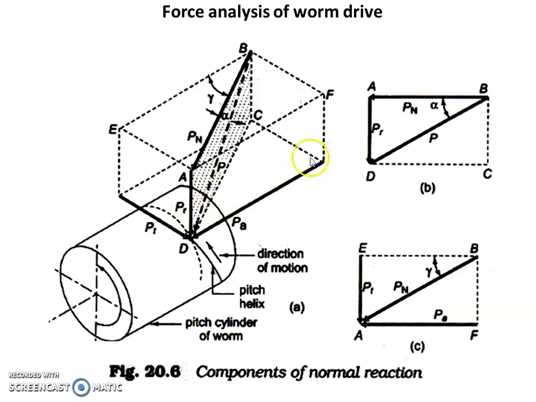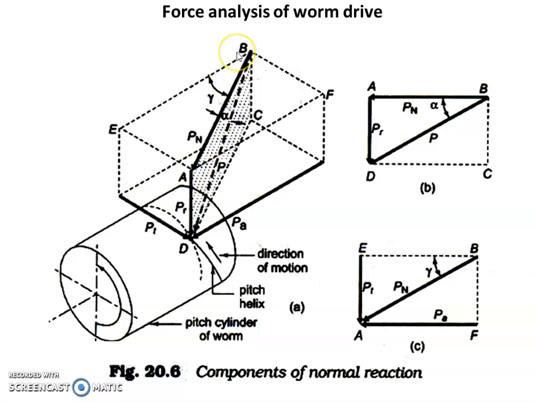If we observe this total diagram as a three-dimensional diagram, then this is the triangle ABD, inside which AD represents the radial component of force and AB is shown here as the normal component of force. Here we can observe that DC is the resultant of PT and PA. So this is the tangential component of force and the axial component of force, and the resultant is here the normal component of force. This PN is shown here.